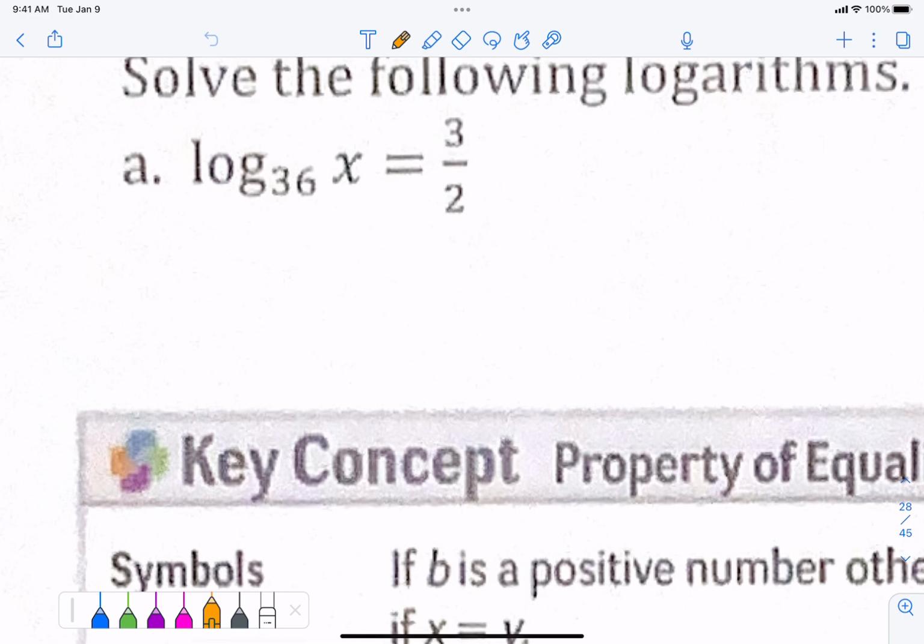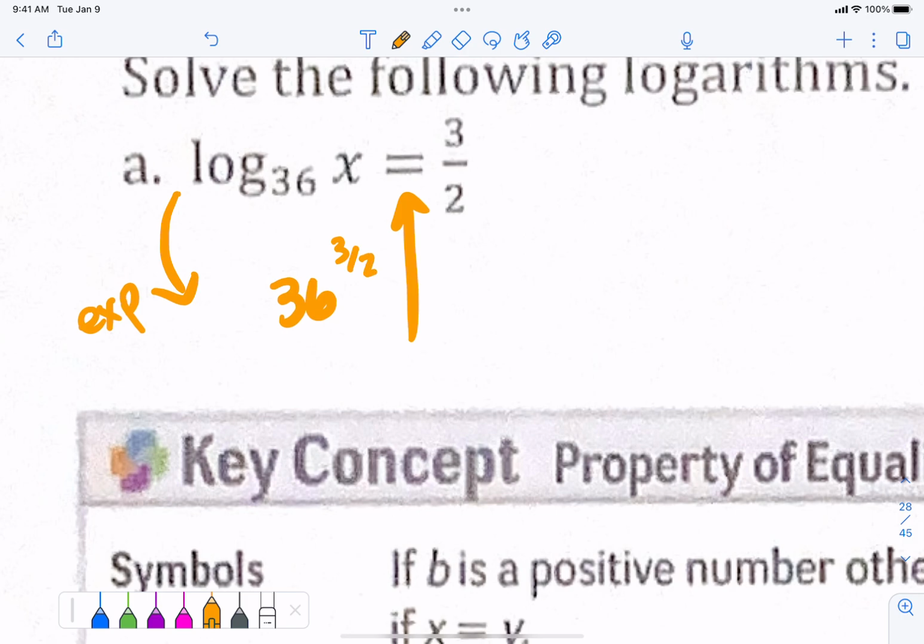Okay? So A, here's my equal sign. Ready? How do we solve it? How are we going to solve this thing? We take exponent. Yeah, let's make it an exponent. Look at you go. Exponent. The base is going to be 36 to the 3 over 2 equals x. Now, don't get a calculator out. I'm going to show you how to do this. Ready?